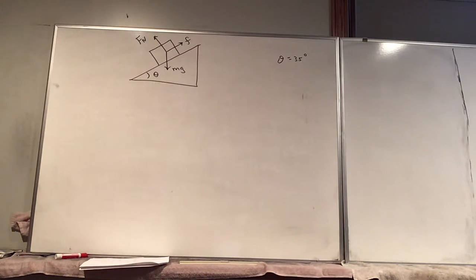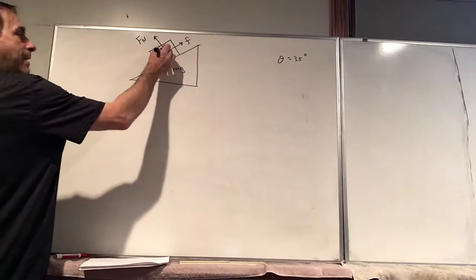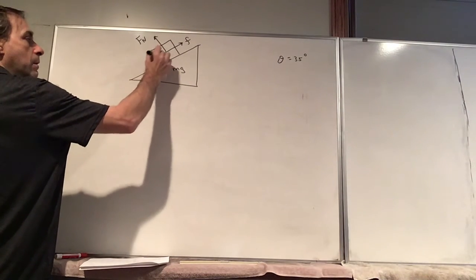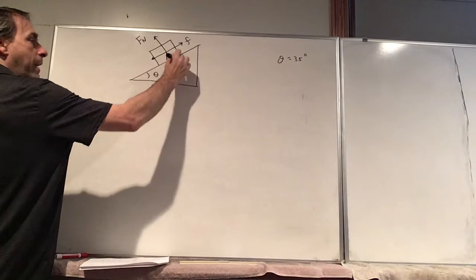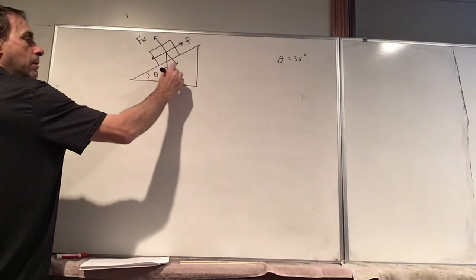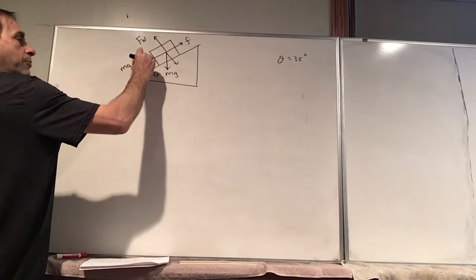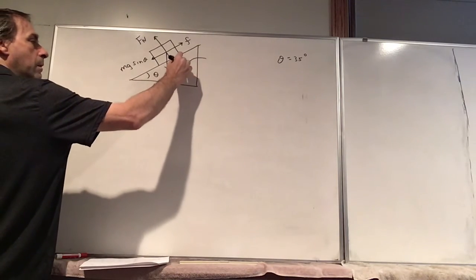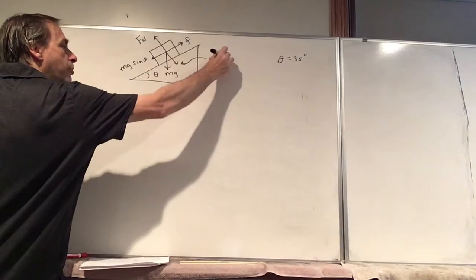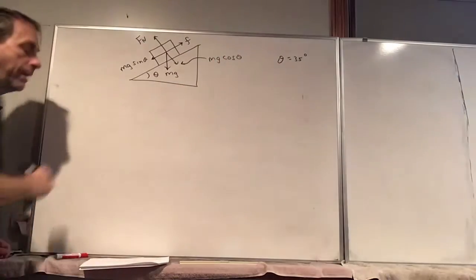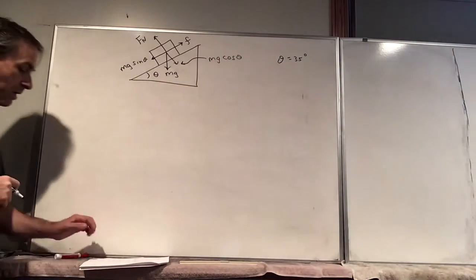So that was it for the first part. Now, you could break gravity into components if you want, or you could draw that separately. So the component down the incline would be mg sine theta. That component is mg cosine theta.